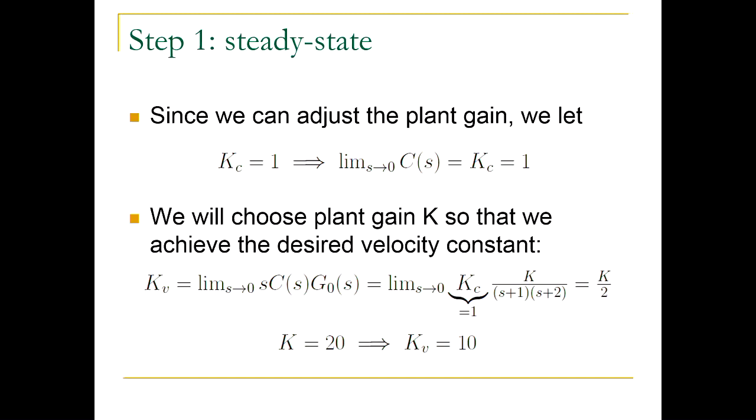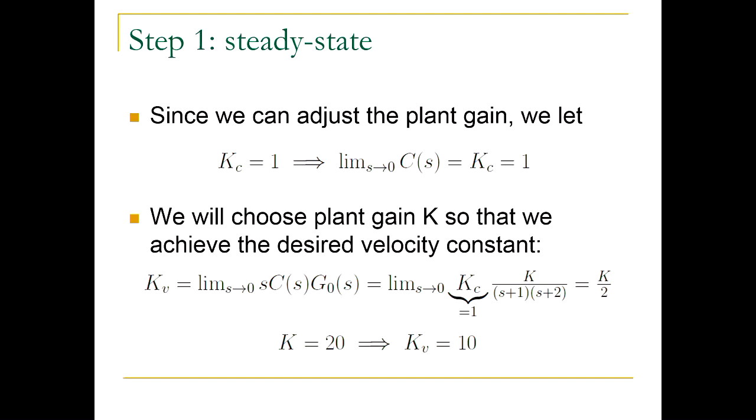Now we want to choose plant gain K so that we achieve the desired velocity constant. So what is the velocity constant? We just write everything out. From the definition of velocity constant, it is basically K divided by this, which is actually K over 2, as we let s go to 0. So in other words, we now have a relationship between K and Kv. If we set K, the plant gain, to be 20, we achieve a velocity constant of 10. So that's the first step.